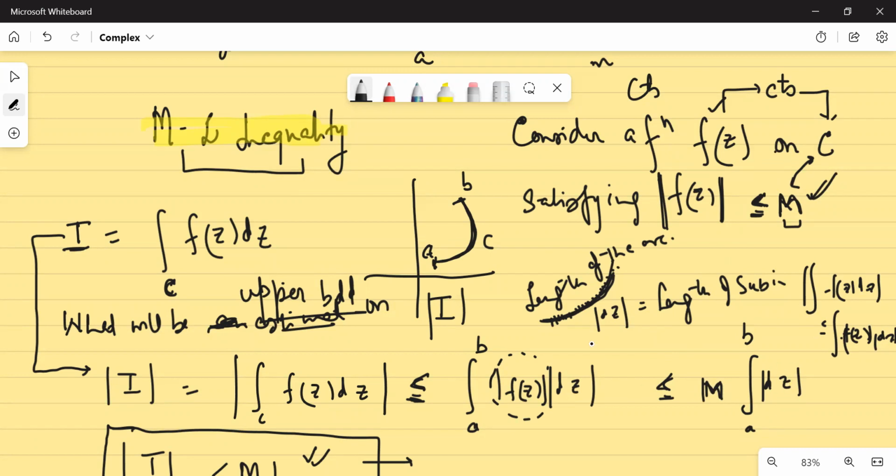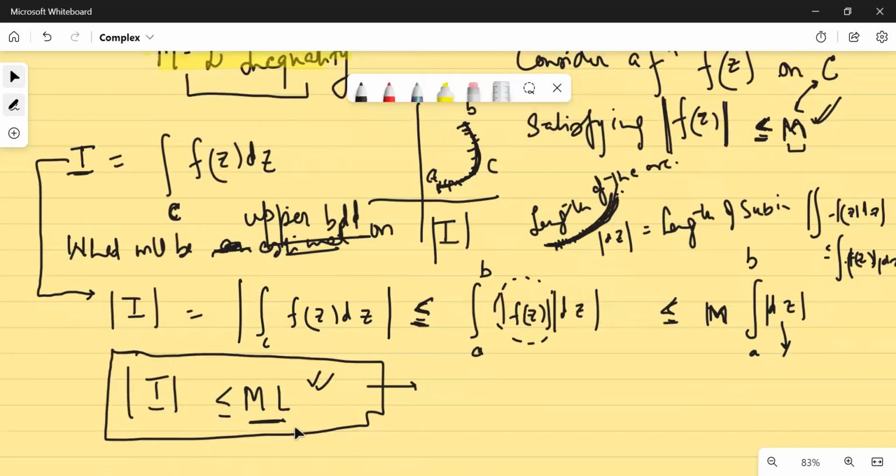What is |dz|? So dz was nothing but these were length of the subintervals, right? These were length of the subdivisions, you can say. All these lengths taken absolute means you are just writing the length of the subinterval. All these lengths of the subinterval from a to b when integrated would give you the length of the arc. This length of the arc, let's say I'm seeing as L. So I would say that |I| is less than or equal to ML. This is called as ML inequality. Okay.